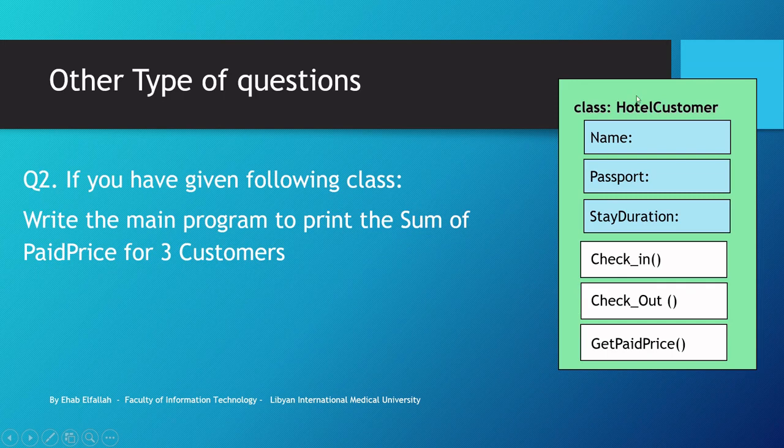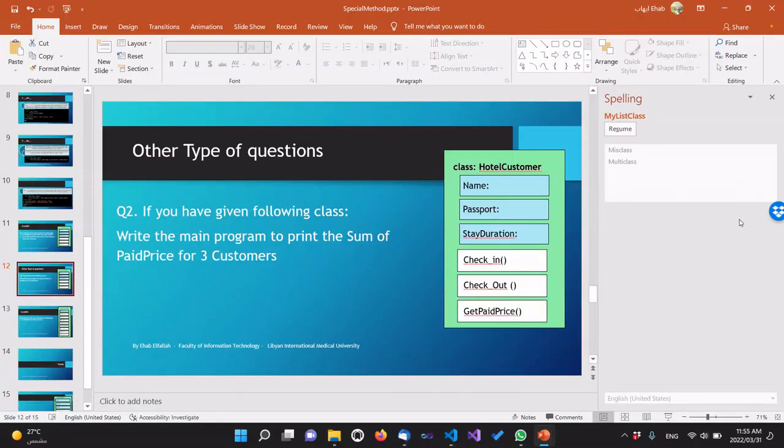If we go to this class, we will see that we have a method called get paid price. It returns some price somehow. So for example, we can assume that this get paid price returns a number, and we have to create 3 objects from the customers and return the sum of paid price of these customers. So this is how to write the main program, and the objective of this kind of questions is we want to know how to use these classes and how to make an object from these classes.